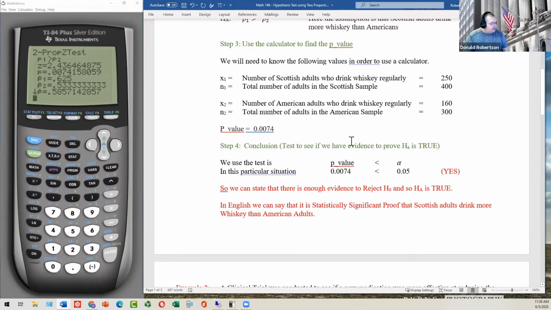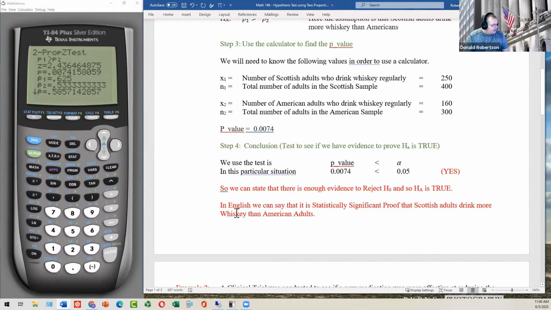So we want to see, is there enough evidence to prove that our guy, the alternate, is true? Well, is the p-value less than alpha? That's our test. Our p-value is this guy, and he's less than that alpha, and the answer is yes. 0.007 is less than 0.05. And because we said yes here, we can state that there's enough evidence to reject H naught, and so the alternate is true.